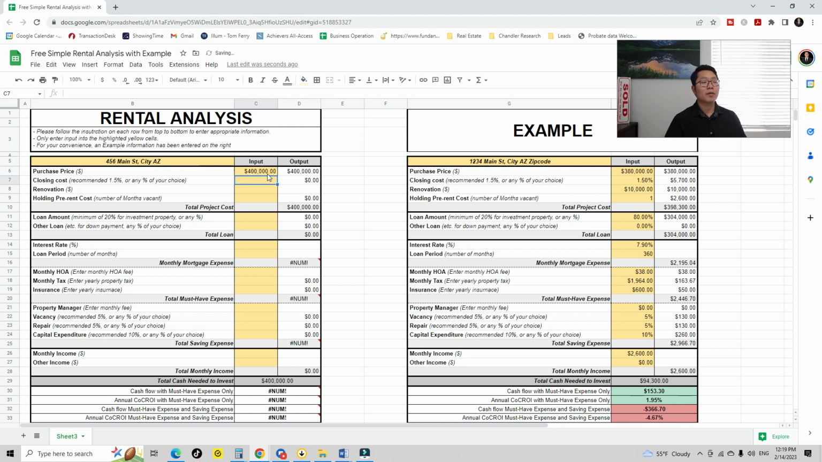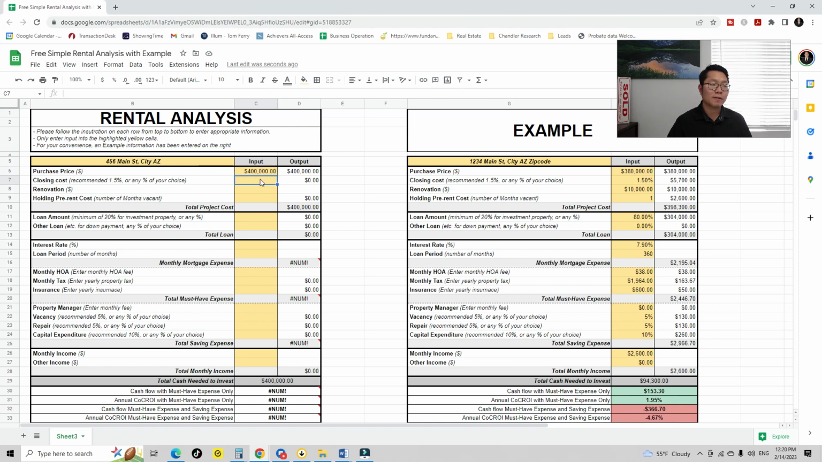Now, one of the things I most notice is that this is not necessarily the asking price. The purchase price can be 400, which is one of the very cool features of the sheet, which I'm going to show you. For now, at the beginning, I would recommend don't think too much about the purchase price. Just put the asking price as the first step, and then enter the information.